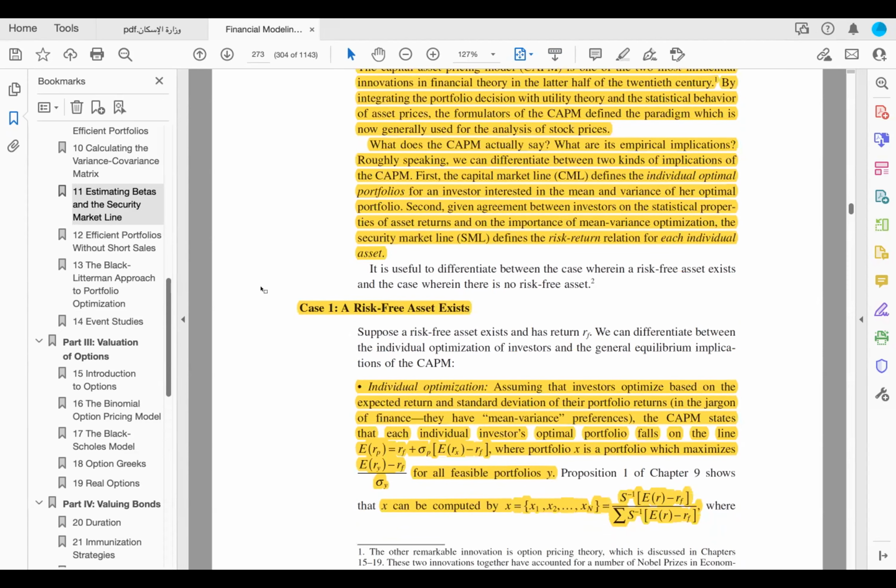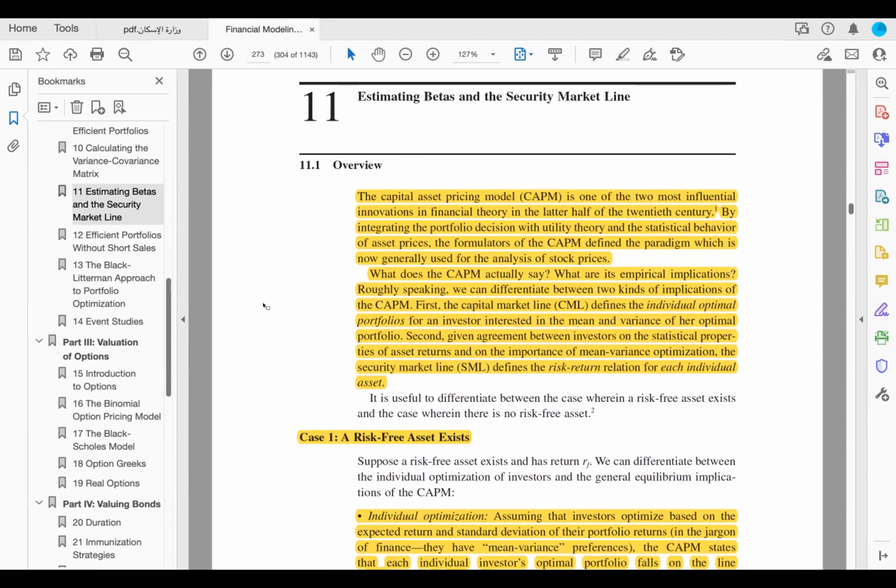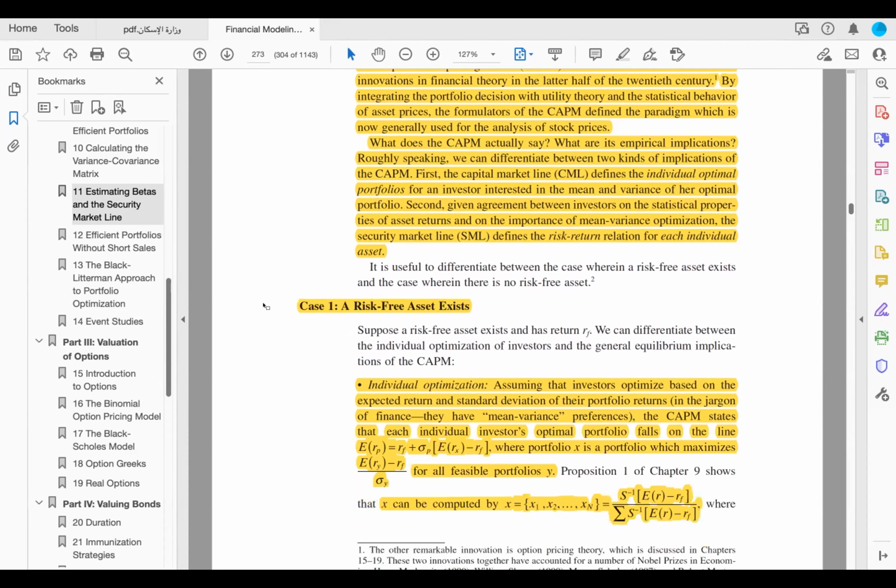That's why we call it the security market line, not the capital market line. The CML stands for the whole portfolio, while the SML stands for individual securities. So it will be useful to assess the performance of each stock individually. Now, there are two cases when we work with the SML: in the presence of a risk-free asset or without a risk-free asset. We just consider case one, which is when the risk-free asset exists, which is the treasury bills.